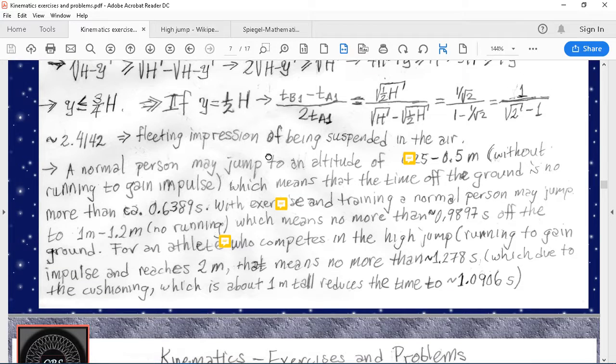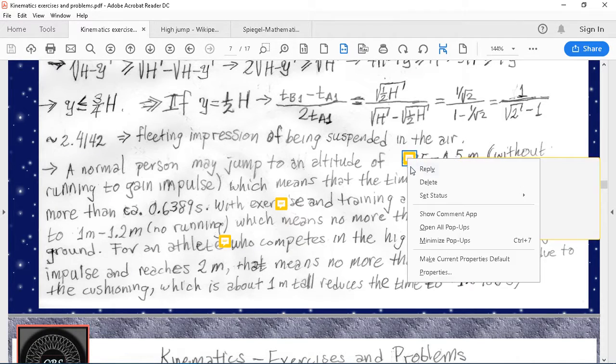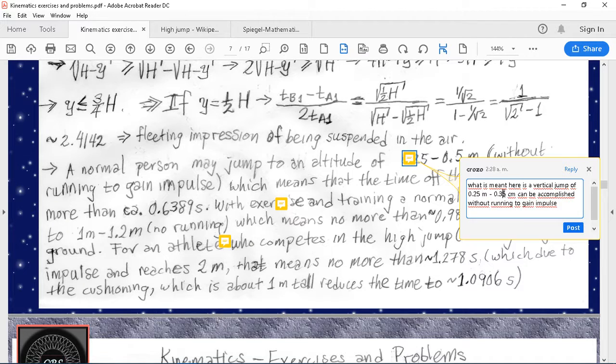Okay, so in the case of real jumps, a person normally can make a vertical jump where the altitude h would be around 0.25 to 0.35 meters, in the case of not requiring running to gain impulse. That was normally known as the standing high jump.